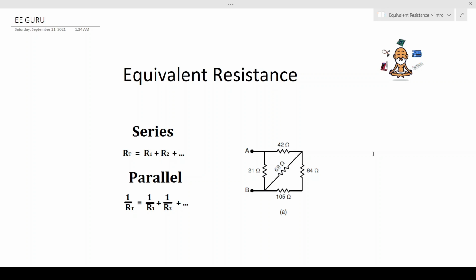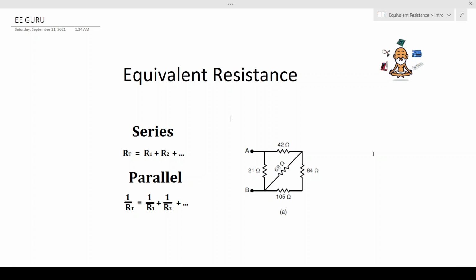Today I'll be covering equivalent resistance. This is a very important topic because up until now, we've been working on solving simple circuits that had one or two resistor components, and these circuits were either purely series circuits or purely parallel circuits.